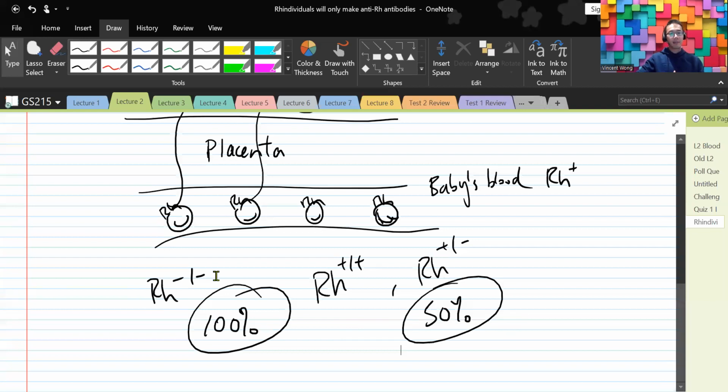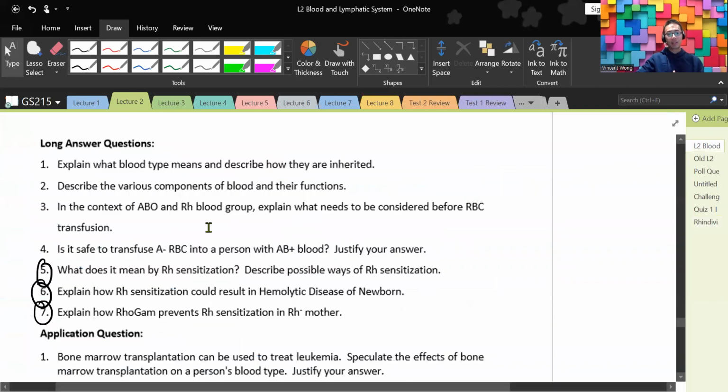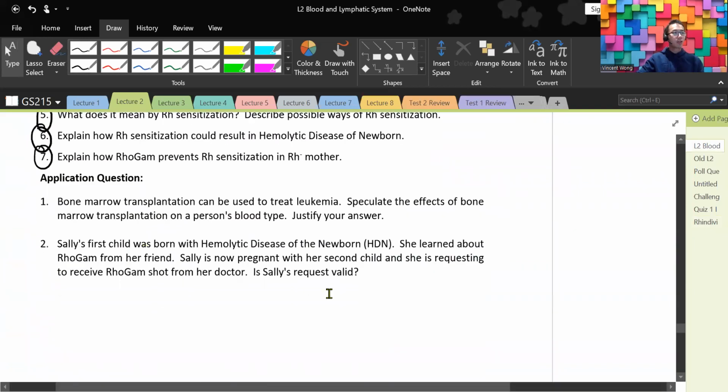Okay, that's everything. Let's go back to our application question here. Bone marrow transplantation can be used to treat leukemia. Speculate the effects of bone marrow transplant on the person's blood type. Justify your answer.